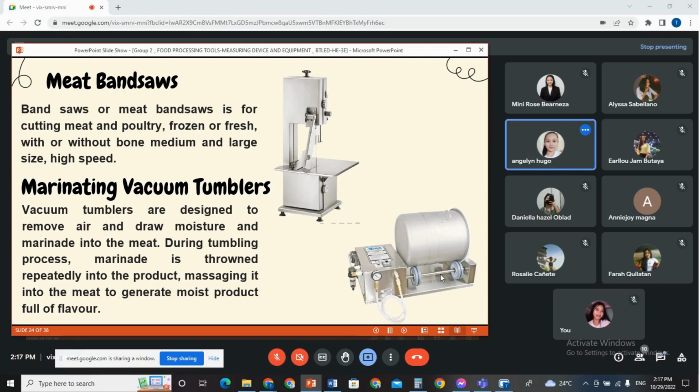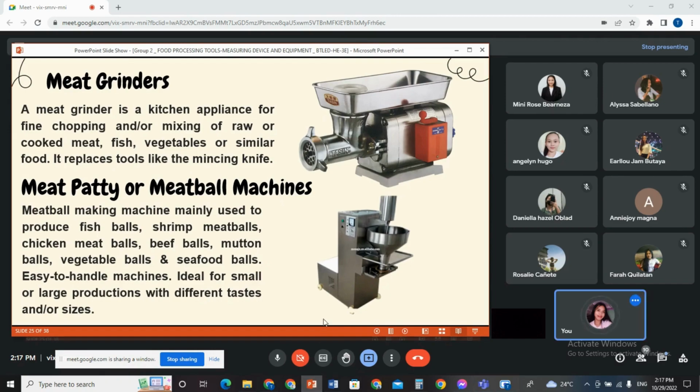So next, meat grinders. A meat grinder is a kitchen appliance for fine chopping and or mixing of raw or cooked meat, fish, vegetables, or similar food. It replaces tools like the mincing knife. Meat grinders allow you to grind large quantities of meat with a consistent quality. They are mainly used in large butcheries or mass catering kitchens.